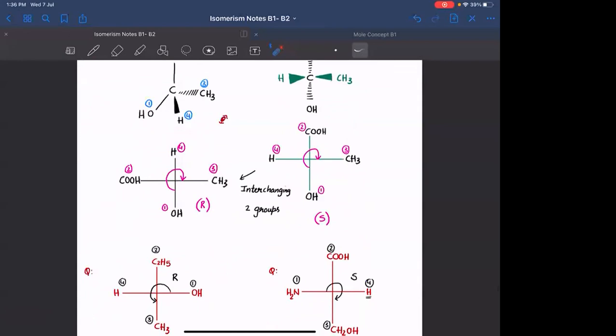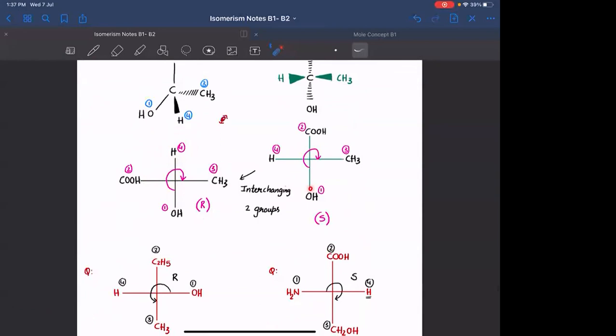So if the lowest priority group is not present on the vertical line, then what you need to do? You need to write the configuration. उस configuration का उल्टा जो भी रहेगा, that will be the answer. For this particular case, you are rotating it in the clockwise sense, 1, 2, and 3 path. The lowest priority group is present on the vertical line, hence this will be R.